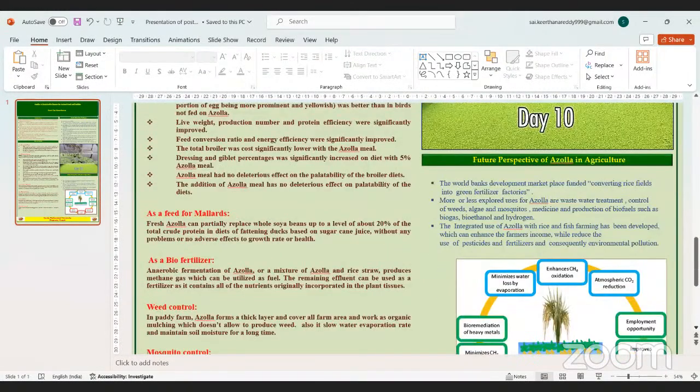And future prospects of azolla in agriculture. The World Bank's Development Marketplace funded converting rice fields into green fertilizer factories. More or less exposed uses for azolla are wastewater treatment, control of weeds, algae and mosquitoes, medicine, and production of biofuels such as biogas, biomethanol and hydrogen. The integrated use of azolla with rice and fish farming has been developed, which can enhance the farmer's income while reducing the use of pesticides and fertilizers and continuously environmental pollution.